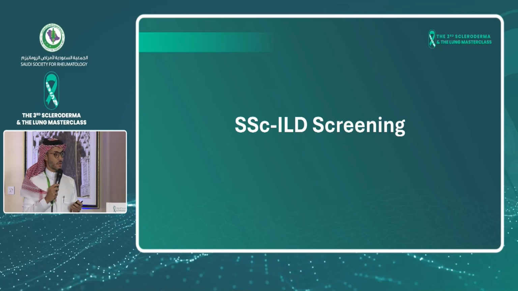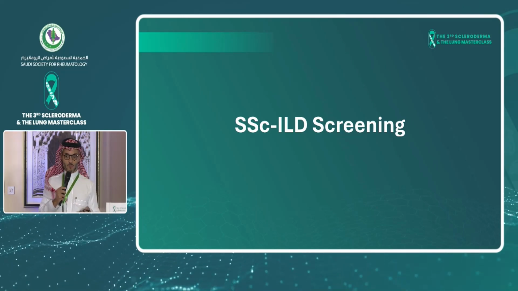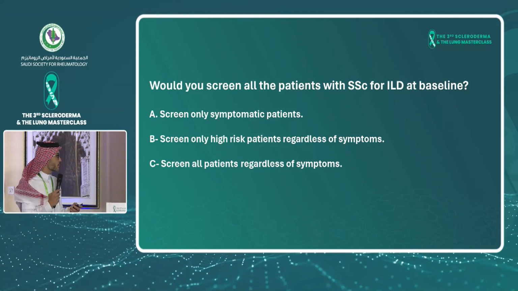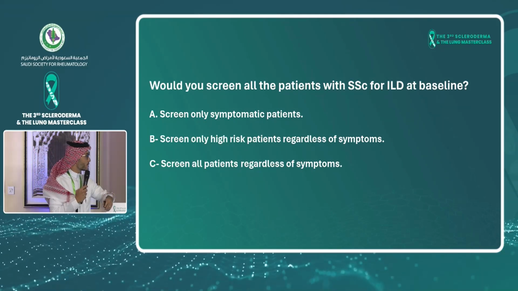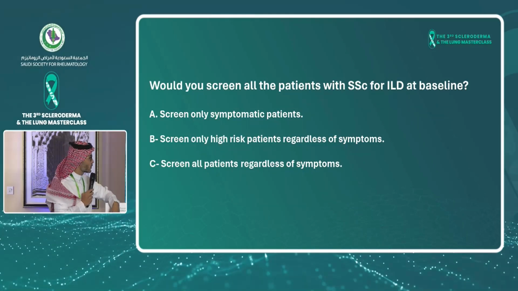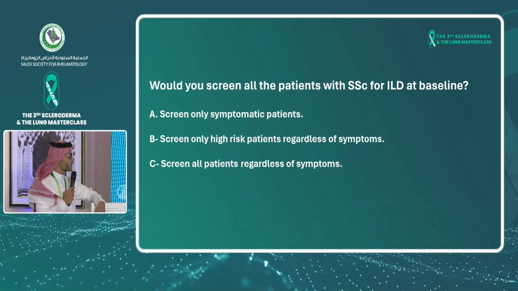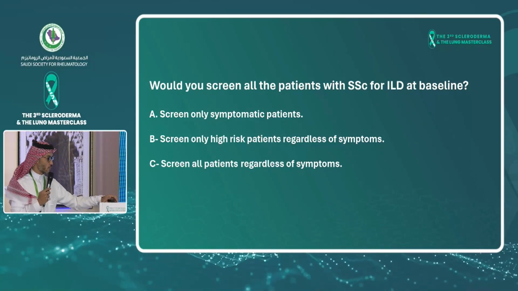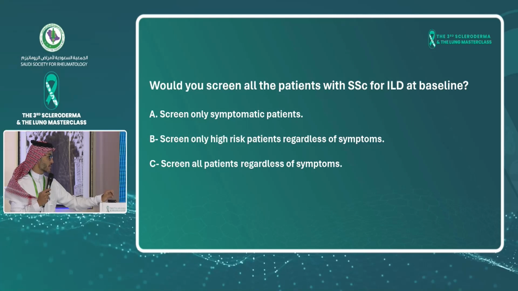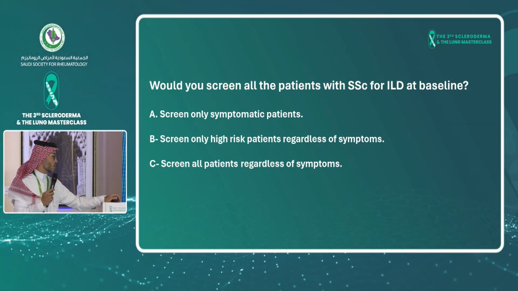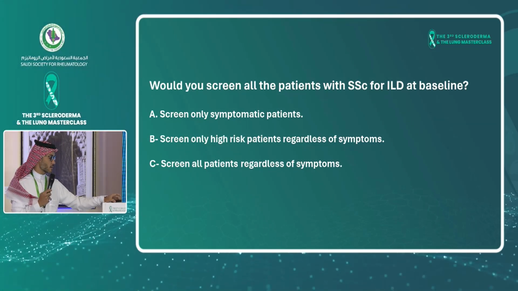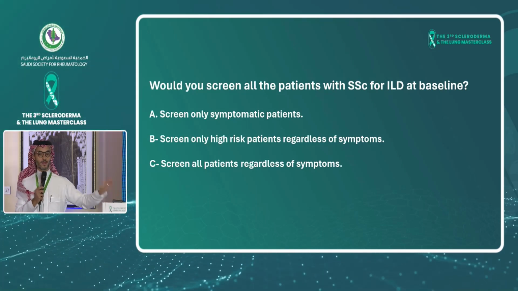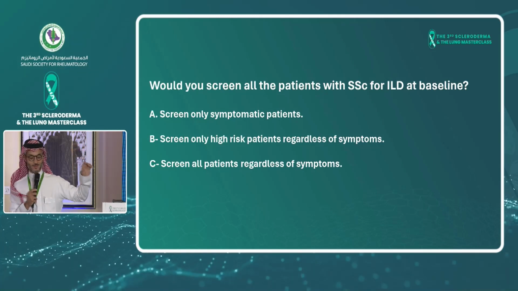So now we have established that SSc-ILD is common, and it's a disease associated with very high mortality. And now we're trying to screen those patients. Just to make this more interactive, we're going to take a vote on this question. Would you screen all patients with systemic sclerosis for ILD at baseline? Option A is screen only symptomatic patients. Option B is screen only high-risk patients regardless of symptoms. C, screen all patients regardless of symptoms. Who would go with A? Everyone C? Okay, good.